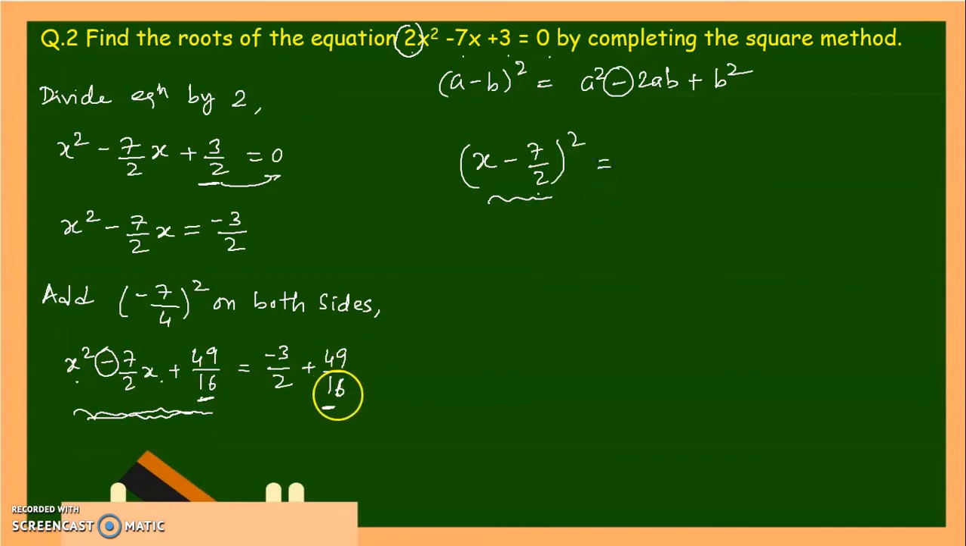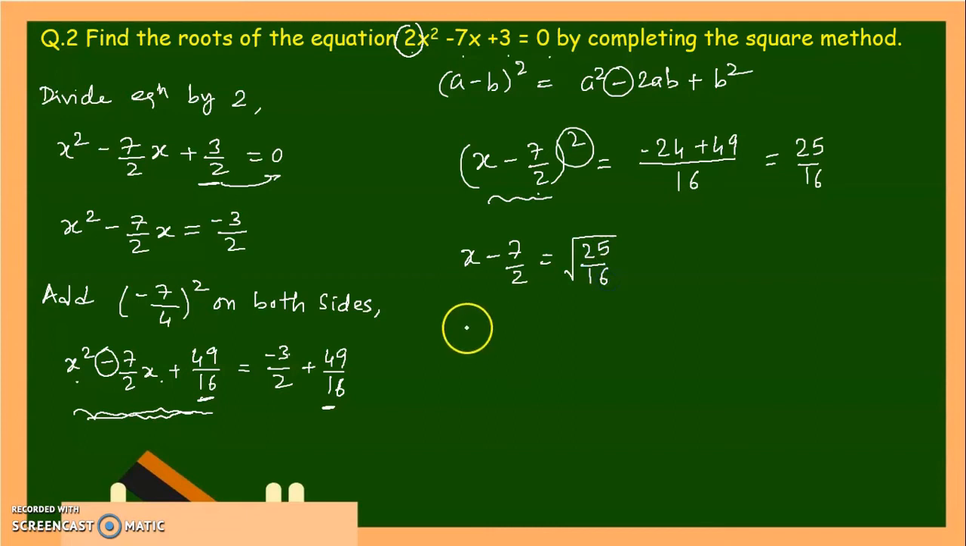Okay. And on the right hand side, if you take the LCM, the LCM will be 16 here, and on the numerator this minus 3 will be multiplied with 8, so it will be minus 24 plus 49. So this will be 25 divided by 16. Or we can write x minus 7 by 2 is equal to, if you remove this square, this side it becomes under root 25 divided by 16. So we can write x minus 7 by 2 equal to plus or minus 5 divided by 4.